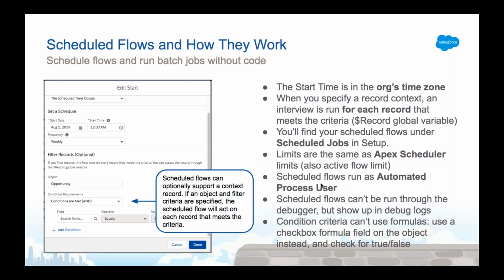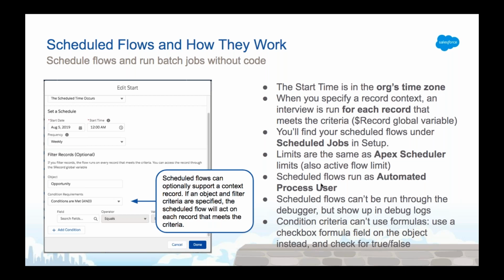And one point on that is that when you activate a scheduled flow, it is scheduled and active, as you saw in scheduled jobs. When you deactivate a scheduled flow, it is no longer active, so it is removed from those scheduled jobs. So that's how you get them in, that's how you get them out. Scheduled flows run as the automated process user. That's because it's automation that happens on schedules, so we don't know who kicked it off, so we use the automated process user.